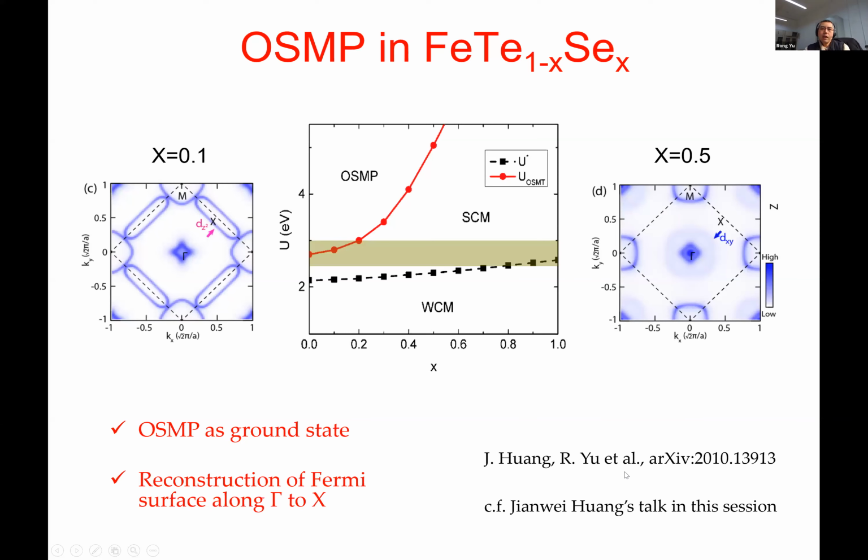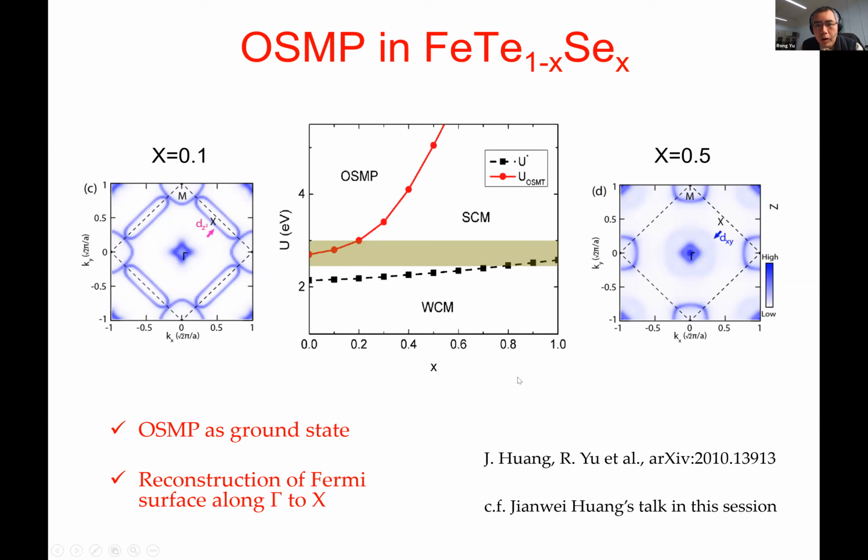Okay, so more recently, we looked for an orbital selective Mott phase which can be stabilized as a ground state in the iron chalcogenide system. So we collaborated with Professor Ming Yi's group on this compound, this iron selenide system doped with tellurium. We can actually find an orbital selective Mott transition from a bad metal phase to an orbital selective Mott phase by doping from the iron selenide side to the iron telluride side.